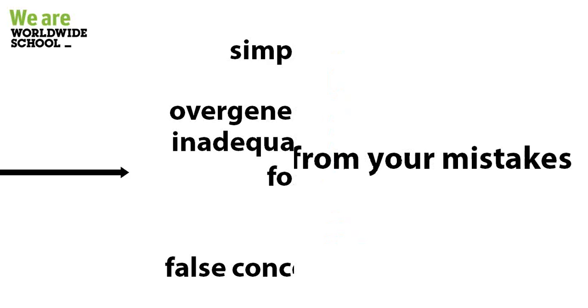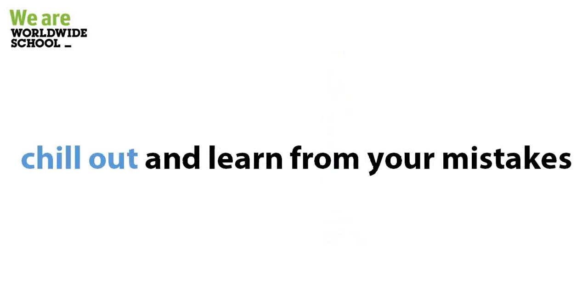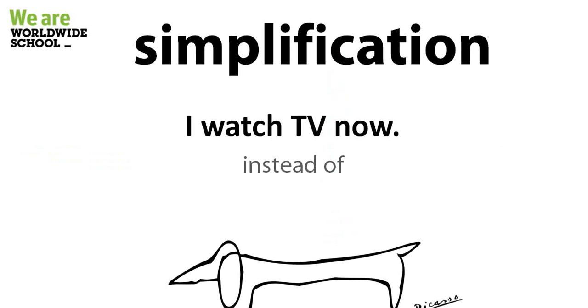Now, why chill out? Because you just have to chill out and learn from your mistakes. I mean, there is no better way of learning a language than making mistakes, drawing your conclusions from making them, and avoiding such mistakes later in future. So chill out, learn from your mistakes, make mistakes, because they are all part of progress. And let's take a look at the first type of intralingual mistake, which is simplification.